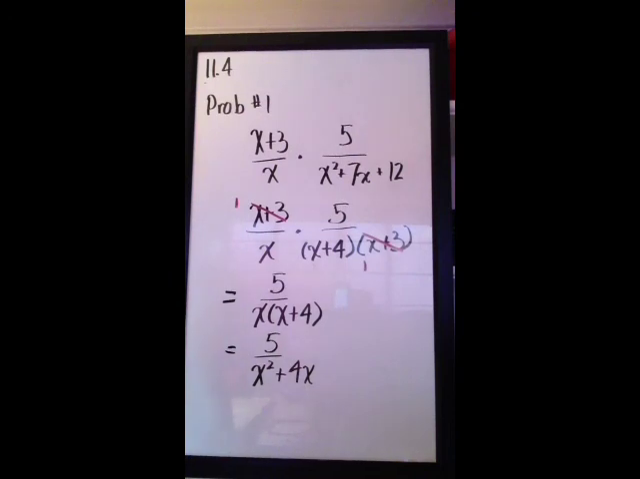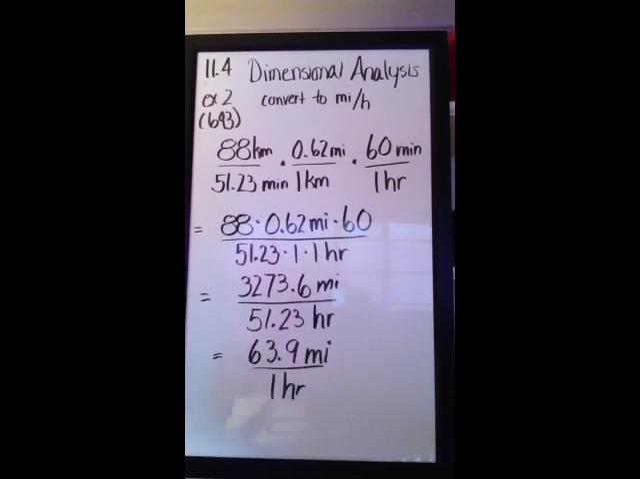Okay, let's check your work. I'm going to factor the trinomial, so it factors to x plus 4 times x plus 3. Now I can factor out the x plus 3's and multiply across. I get 5 over x times x plus 4. And if I use the distributive property, 5 over x squared plus 4x. All right. Hope you did well on that.